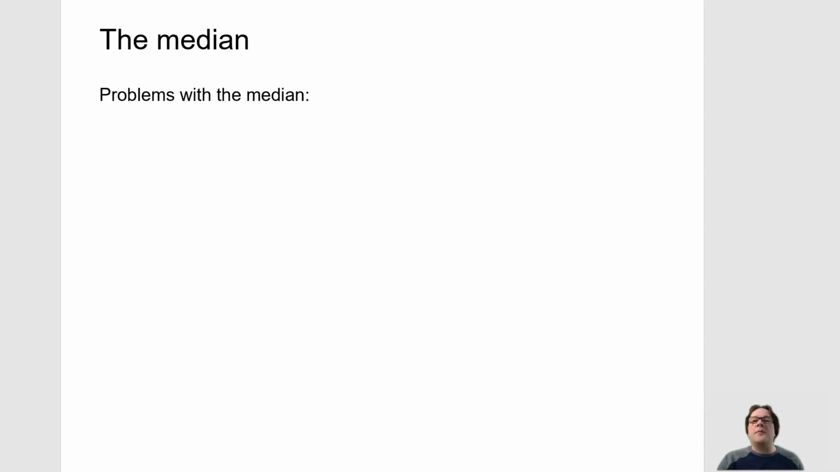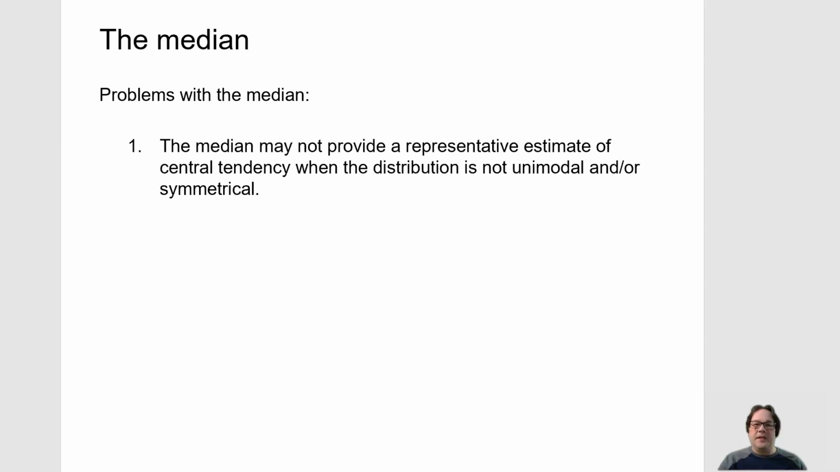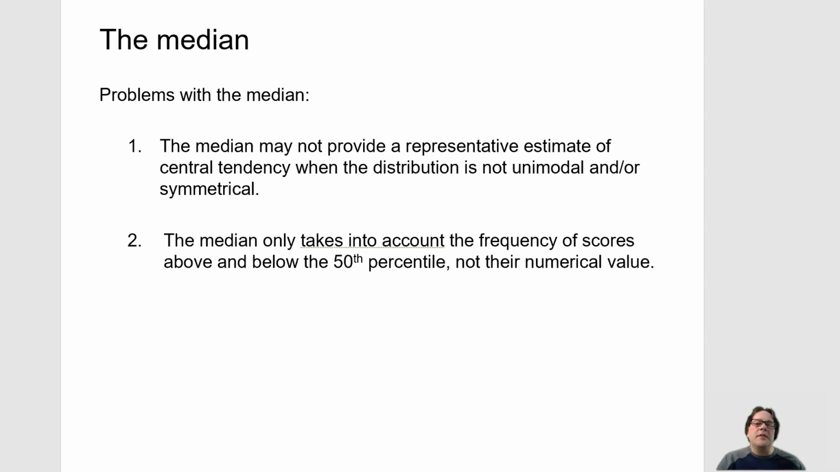Okay, so what are some of the problems that exist with the median? Well, first, the median might not provide a representative estimate of central tendency when the distribution is not unimodal or when it's not symmetrical, right? What does that mean? Well, let's take a look if we have some examples here.